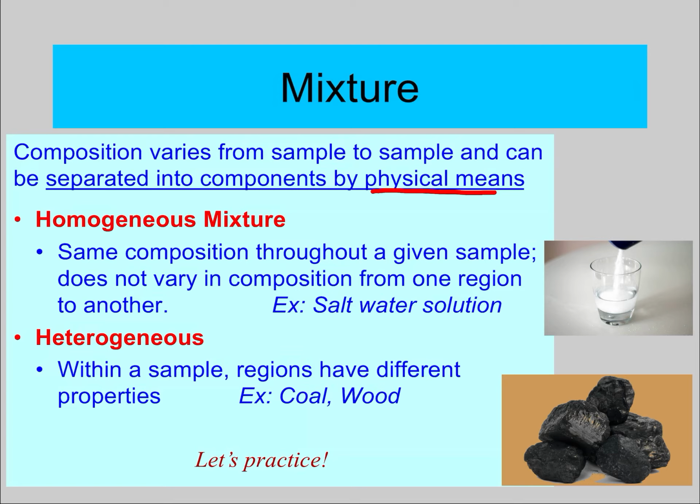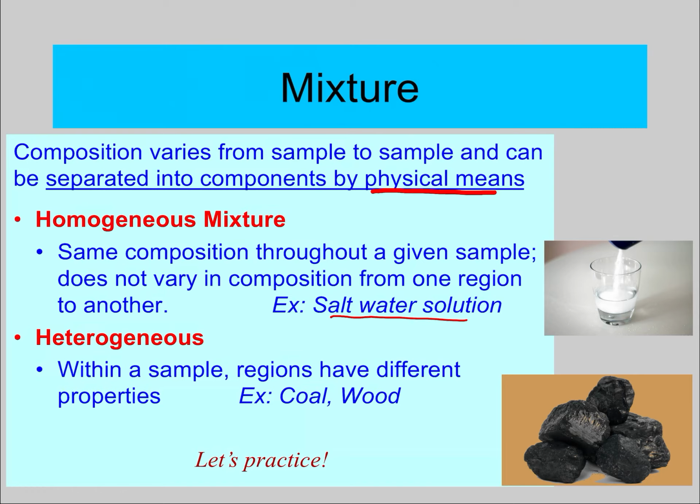So a homogeneous mixture is where the composition is uniform throughout the sample. It's not going to vary from one area to another. For example, a saltwater solution. If you've ever had to gargle salt water, you put salt in warm water and stir it up. If you do that well and you don't put too much salt in, you should never at any point have more salt in one gargle than the other, because the sample is uniform.